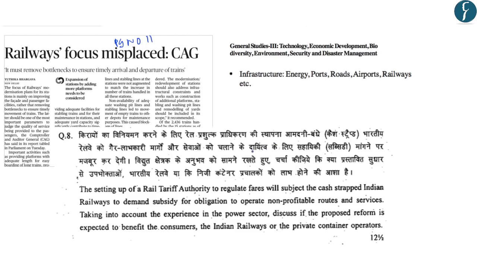This news article on page number 11 is related to a CAG report on the railways. Now, this will form a part of the General Studies paper 3 of the mains examination syllabus under the topic Infrastructure and the subtopic Railways. Previously, in the year 2014, a question was asked related to the railways in paper 2 of the mains examination. This was because a rail tariff authority was being formed in that year. So let us try to understand some of the key aspects of this report.